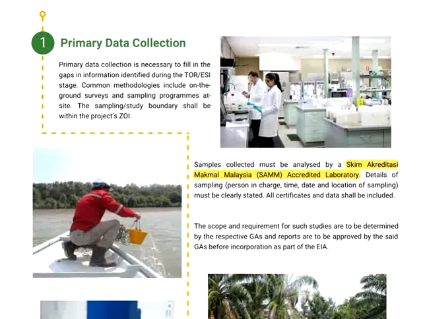Therefore, a simple rule of thumb, depending on the aspects that you are studying, you will need to first identify the potential impacts and the extent of the impacts to know the zone of impacts. That will set the boundaries of your study and sampling as far as the primary data is concerned. And then the samples collected must be analyzed by an accredited laboratory under the scheme Skim Akreditasi Makmal Malaysia (SAMM). This is to ensure the reliability of the results obtained for the EIA studies. Now the details of sampling, which include the person in charge, time, date, and locations of sampling, must be clearly stated. All certificates and data shall be included.